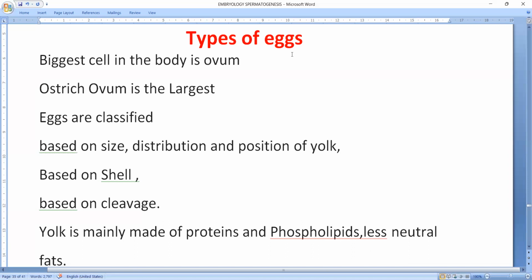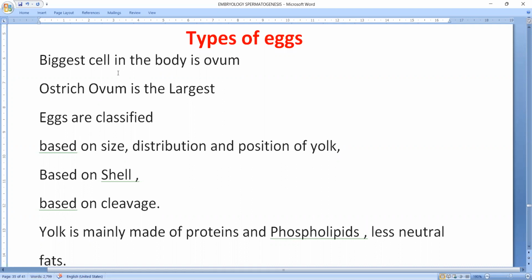Actually, we should call the zygote as egg, but so frequently the ovum is also called as egg. So here the egg means the ovum.